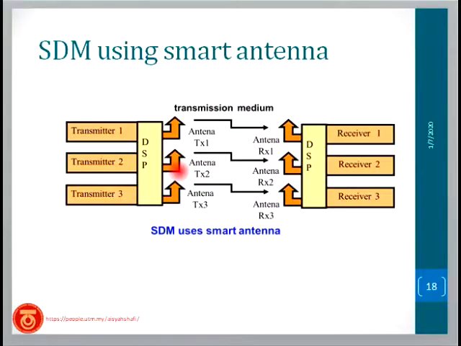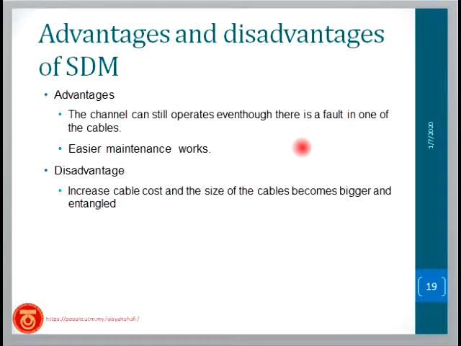Okay, for the smart antenna, digital signal processing (DSP) is here. DSP is required to separate the information signal, which is divided between the sender and receiver. So there is DSP in the transmission medium of the transmitter and receiver.